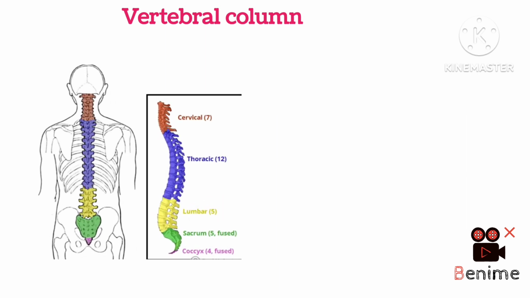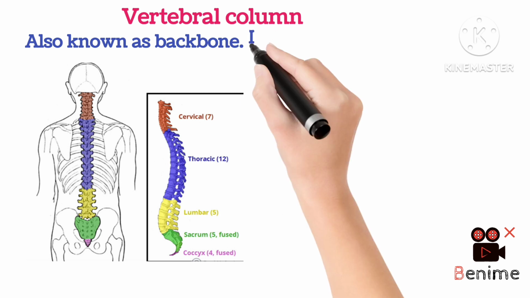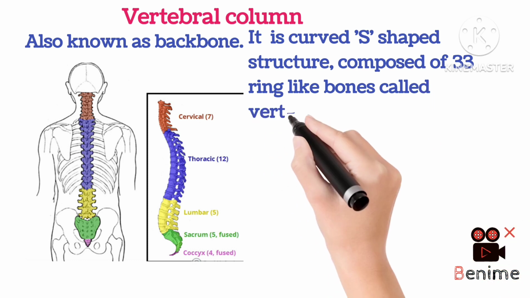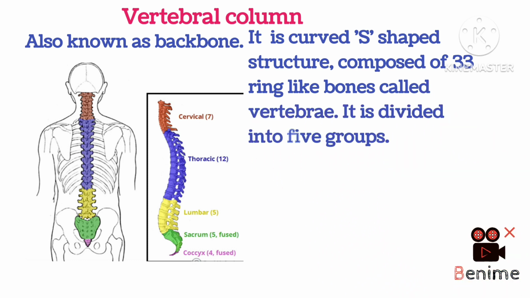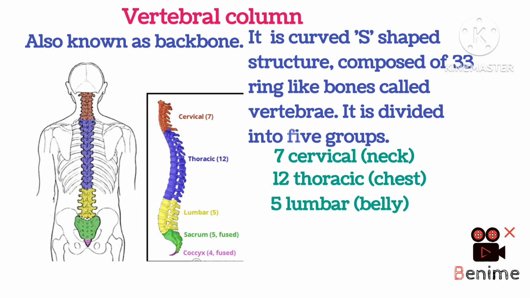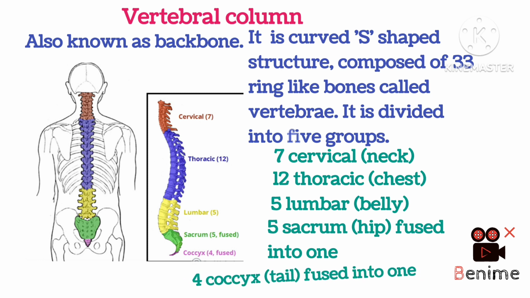Vertebral column, also known as the backbone. It is a curved S-shaped structure composed of 33 ring-like bones called vertebrae. It is divided into 5 groups: 7 cervical vertebrae in the neck region, 12 thoracic vertebrae in the chest region, 5 lumbar in the belly region, 5 sacral in the hip region which are fused into one, and 4 coccyx in the tail region which fuse into one.